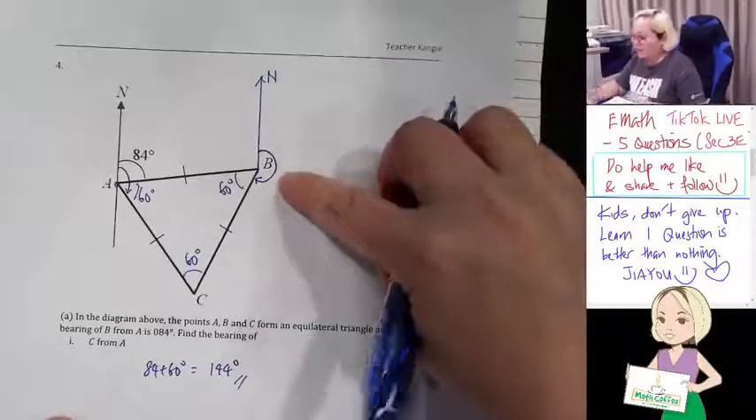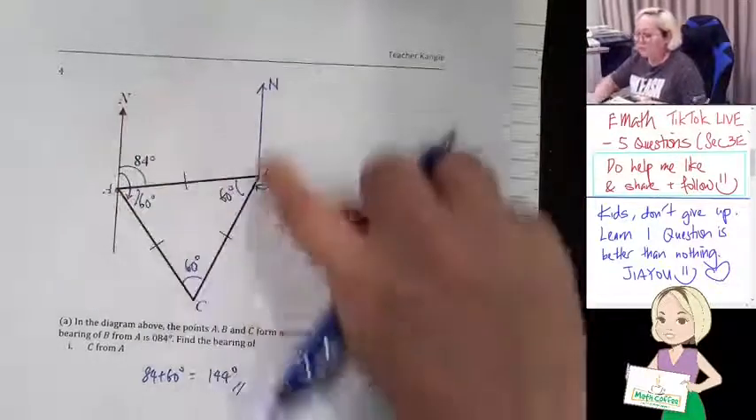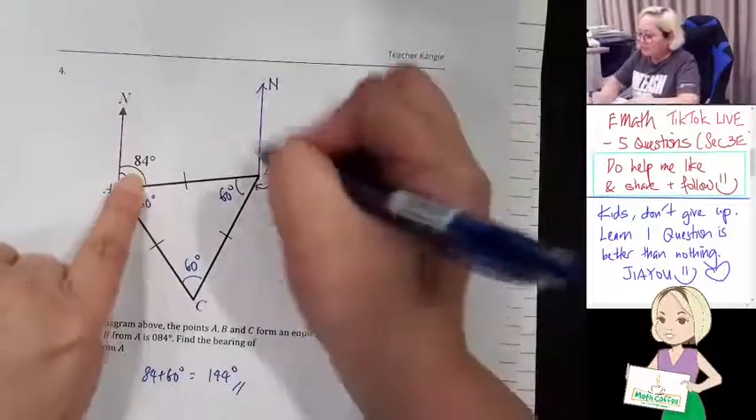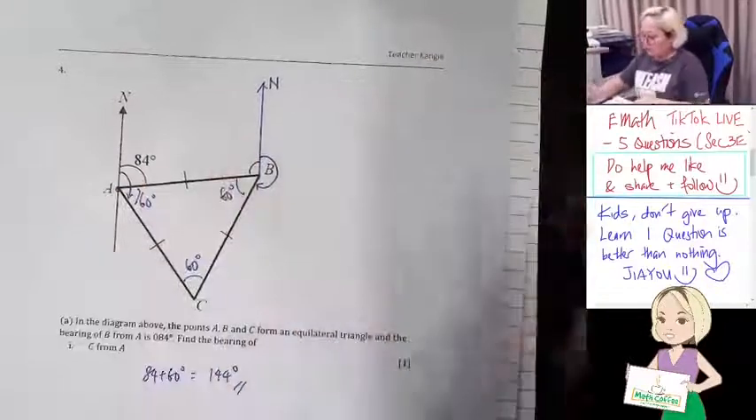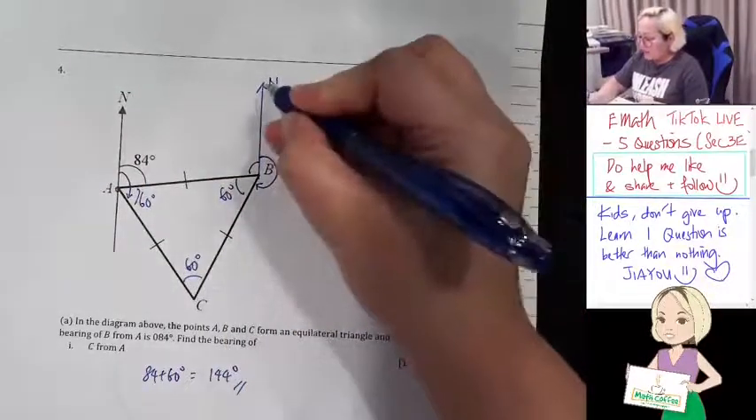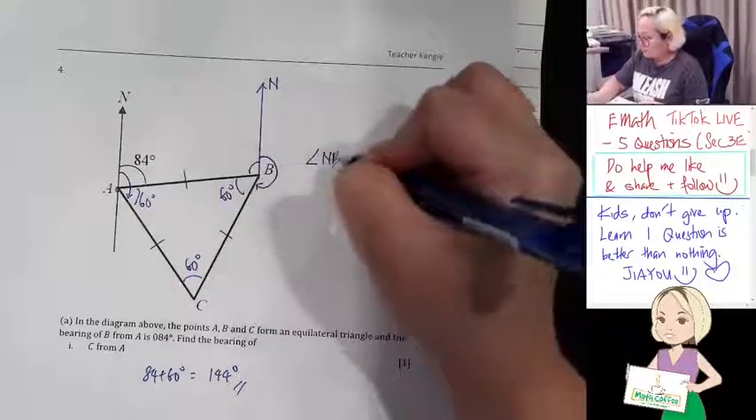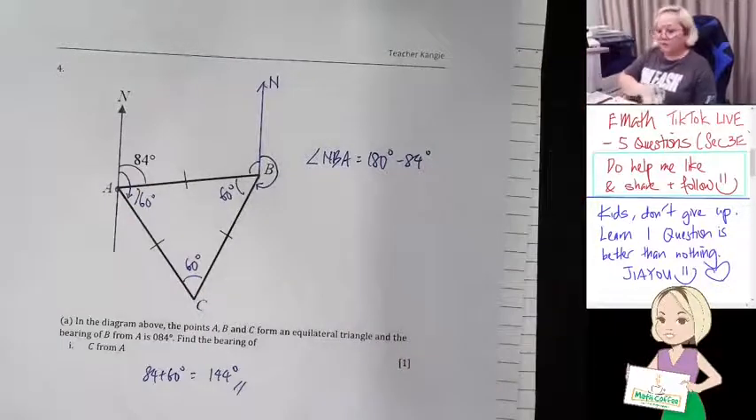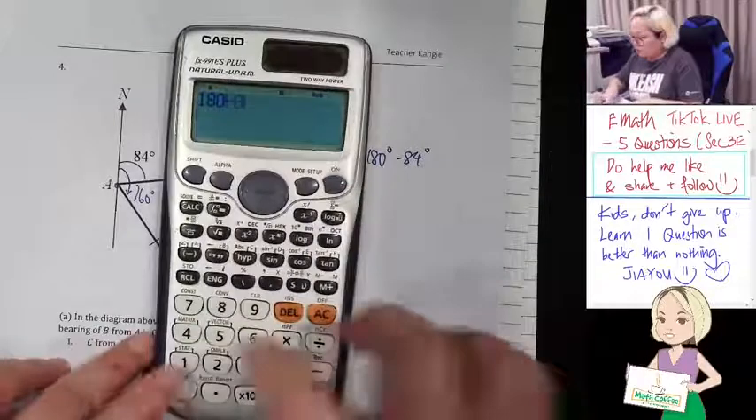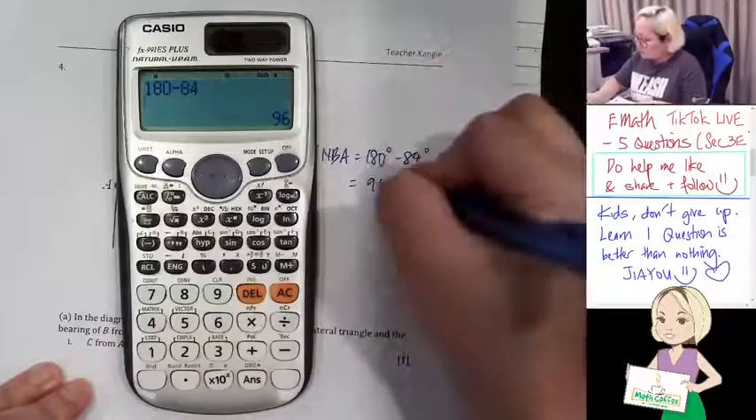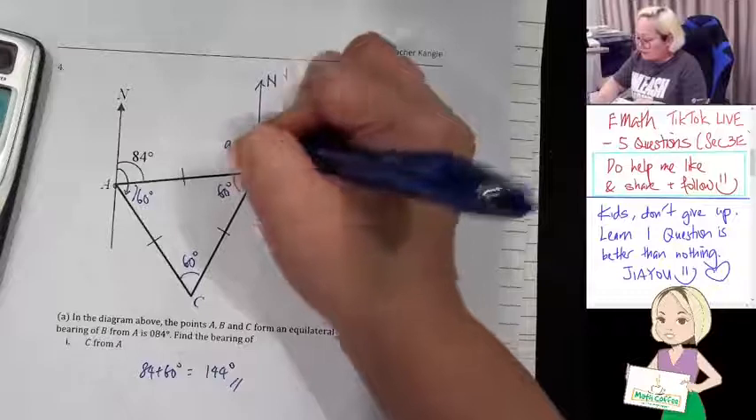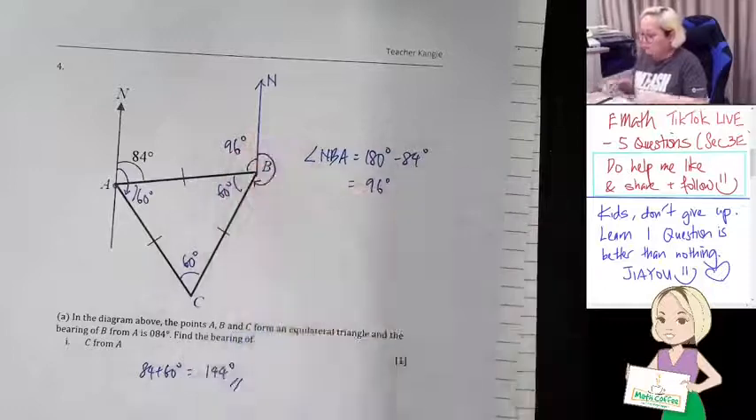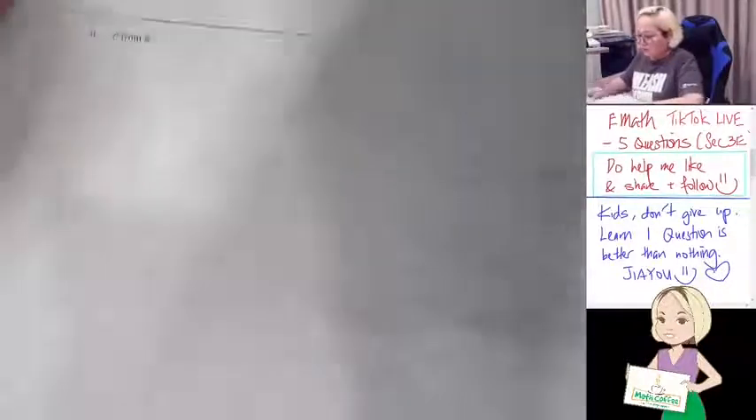So how to find here? Easy. Take note, North Pole is always a parallel line. So 84 is here. The interior angle tells me that I can find here. I just write angle NBA is equal to 180 degrees minus 84. Sorry, I never do pre-homework, so I don't know the answer. I must press the calculator. So it's 96 degrees. Over here is 96 degrees. To find the bearing over here is easy. I just take 360 minus these two. Okay, so I'm going to write the working here.